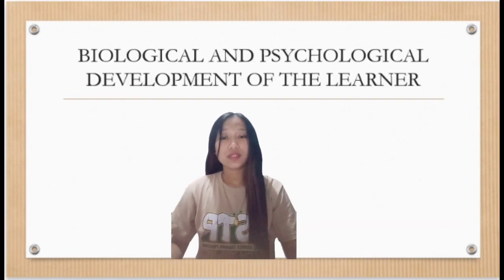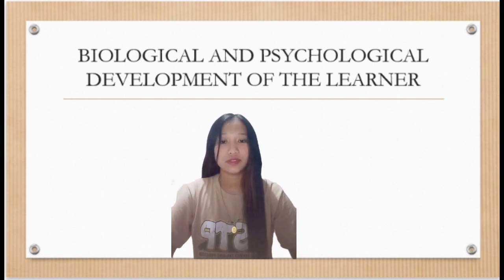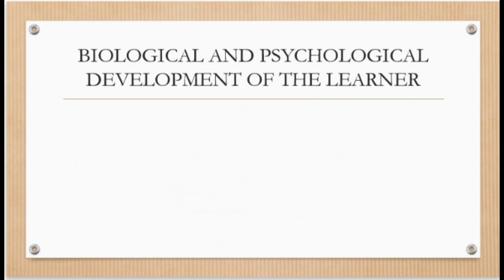In the activity that we have done, what do you think is our topic for today? So class, our topic for today is about the biological and psychological development of the learner. The learner is the primordial concern in the educative process. The biological equipment of the learner is the basis of teaching and learning. The child's hereditary traits are the capital with which education must work.